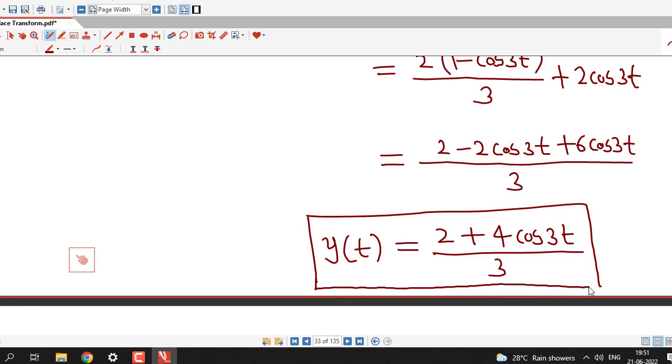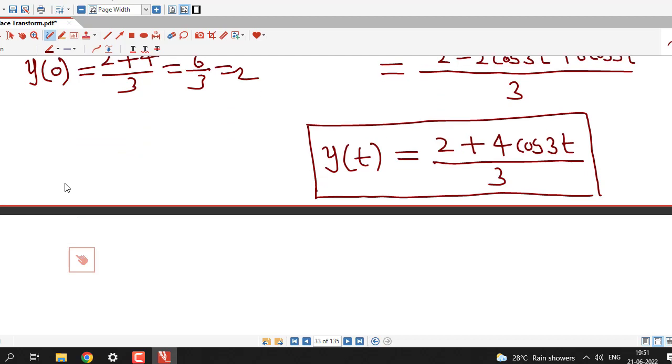We can verify our solution by checking initial conditions. First initial condition was y of 0 equal to 2. So if I put t equal to 0 in right hand side of this y of t, I will have 2 plus 4 cos 0 is 1 divided by 3. That is 6 by 3, which is 2. So first condition is satisfied.